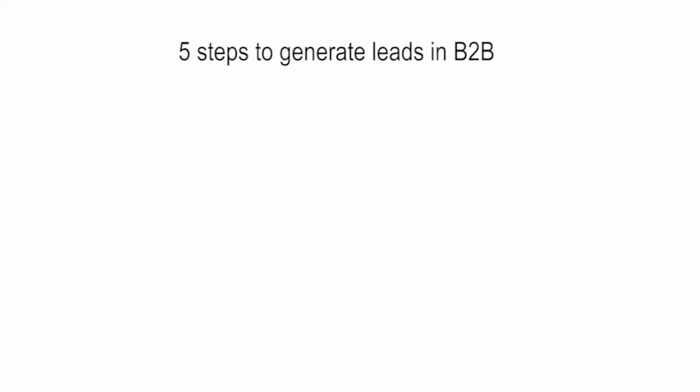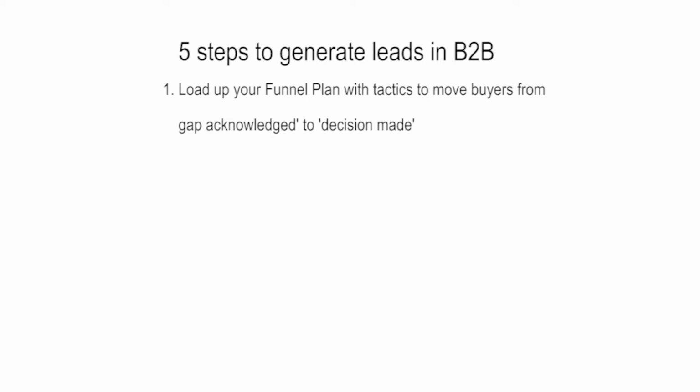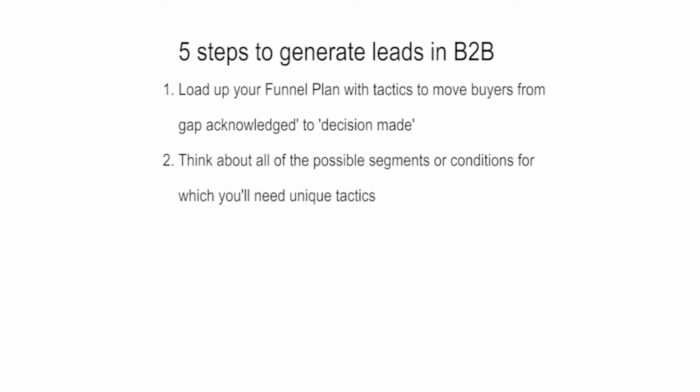So again, there are 5 steps. First, load up your funnel plan with tactics to move buyers from the gap acknowledged stage to decision made, because at the 90% level, they're going to be common for all campaigns. Second, think about all of the possible segments, or as I just explained, maybe the conditions or the triggers for which you will need unique tactics.